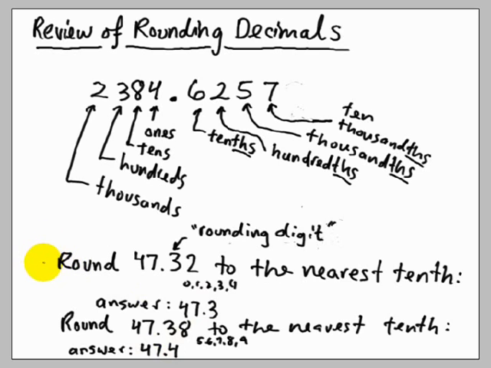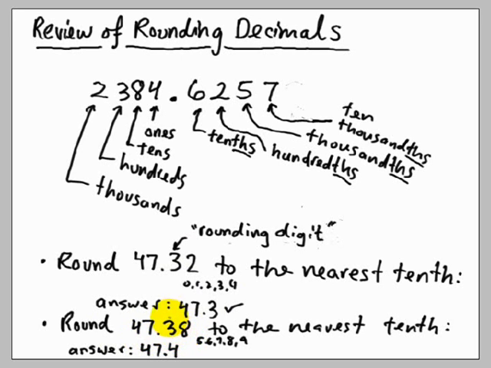So here the answer is 47.3, but in this question it is 47.4. Okay, so these are two different questions here. The first one, I wanted you to round this to the nearest tenth when it was 47.32. And that 2 there, since it's smaller than 5, I leave that 3 alone, and I just chop off the 2. And my answer is 47.3, okay? But on this second question here, I changed the number, didn't I? I'm still rounding to the nearest tenth, but now I'm rounding 47.38.